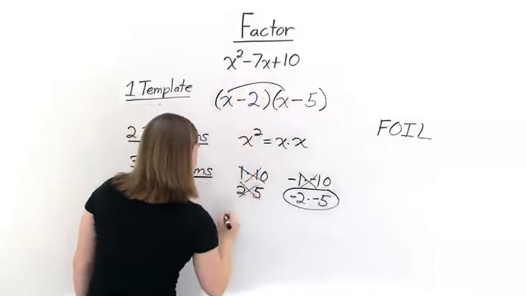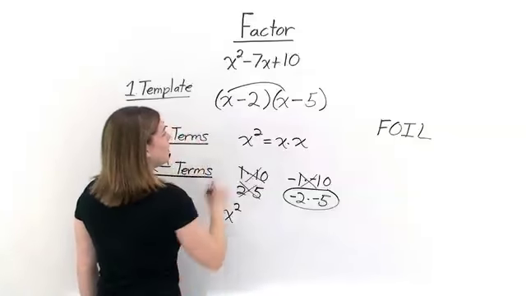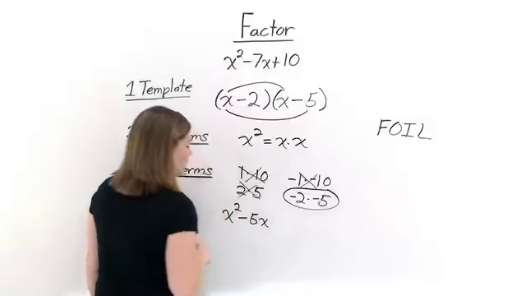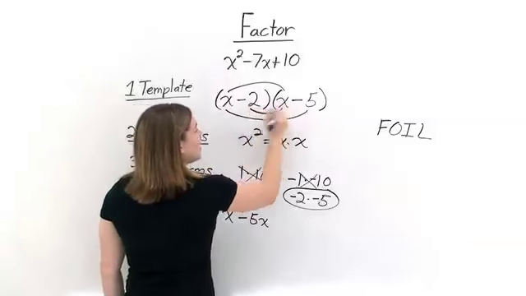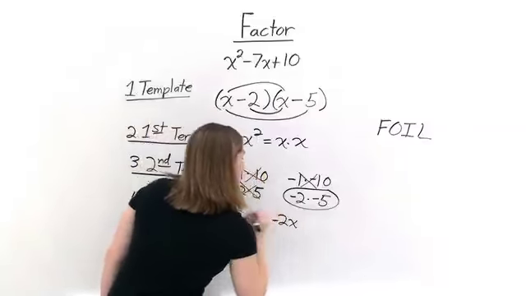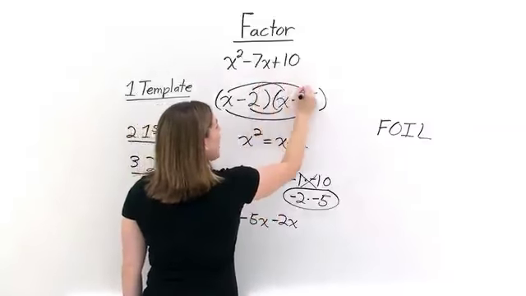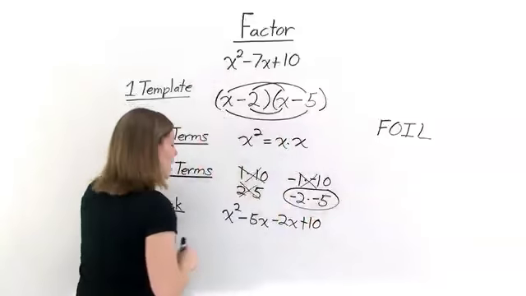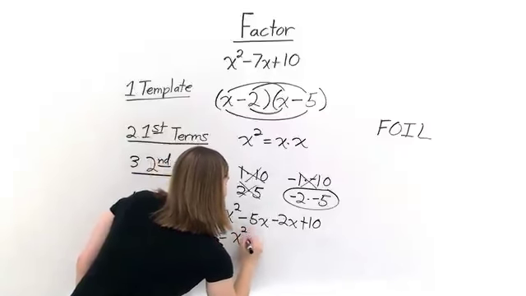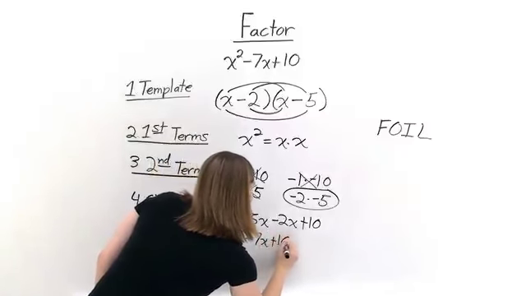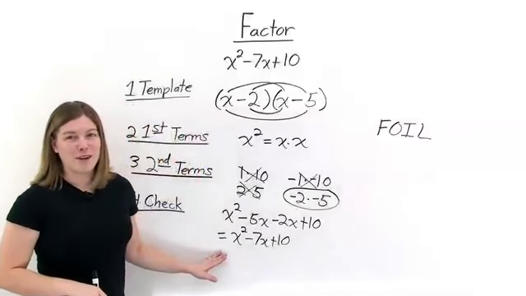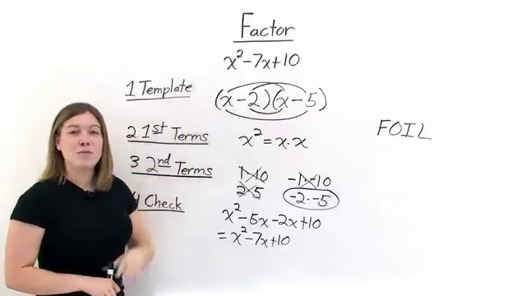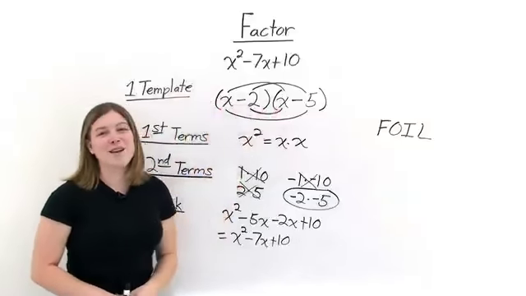We multiply the two first terms together, and we get x squared. Then we multiply the two outer terms together, and we get minus 5x. Then the inner terms, for negative 2x. And finally, we multiply the last terms of each binomial together, and we get positive 10. Now when we simplify this, we get x squared minus 7x plus 10, our original polynomial. So now we've taken our polynomial and factored it into the two binomials, x minus 2 times x minus 5.